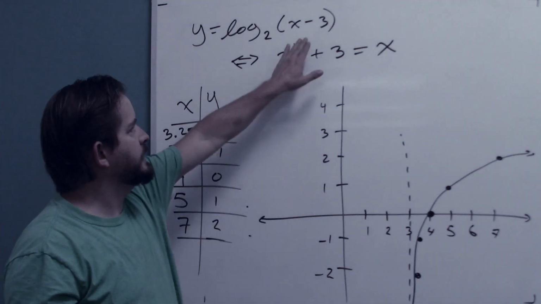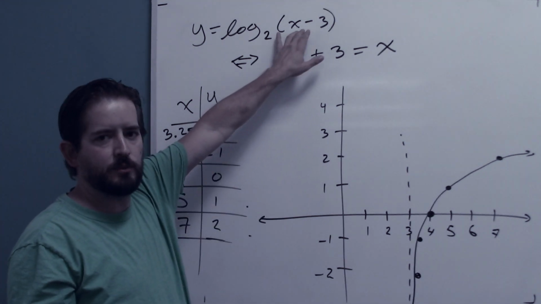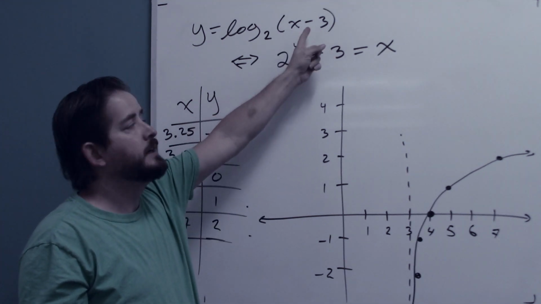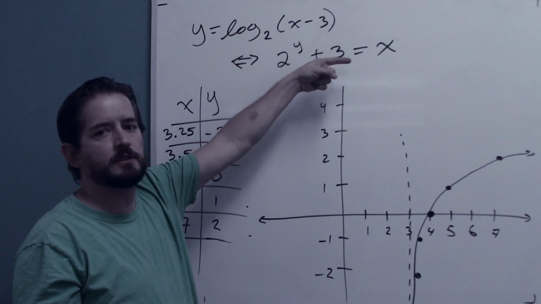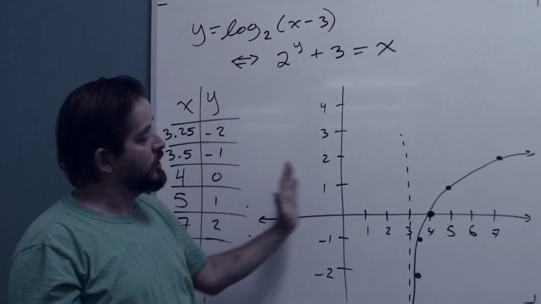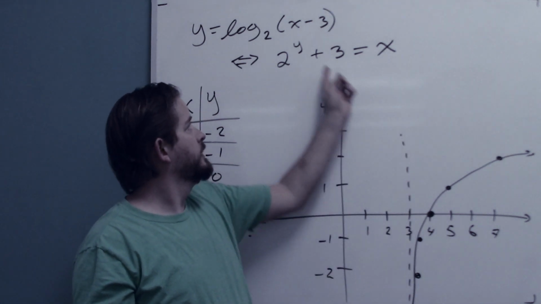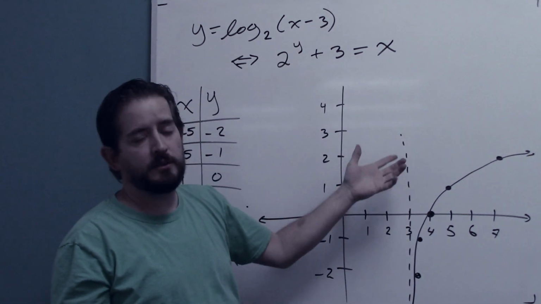Now we can see that that makes sense because in the parentheses where the x is, it's x minus 3. That's a shift opposite that sign, so it's a shift to the right by 3. And that's all we've really done here, is shifted log base 2 of x to the right by 3 units.